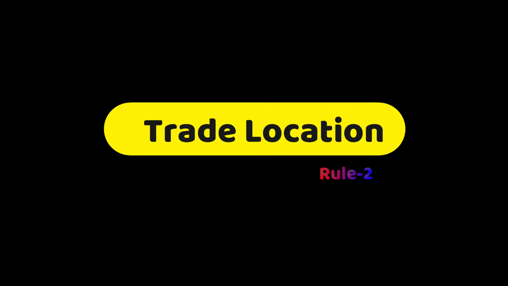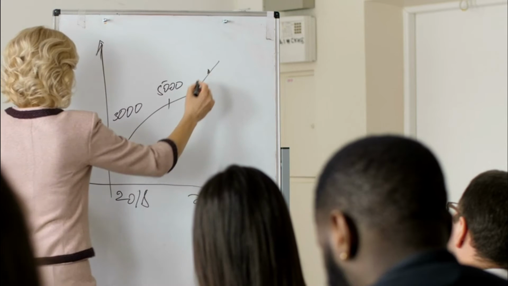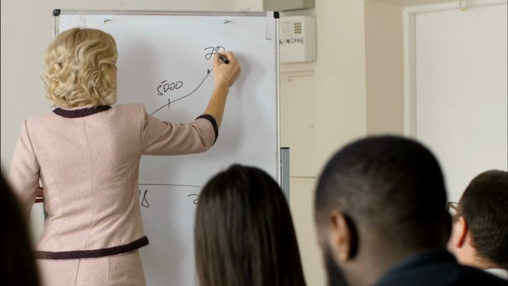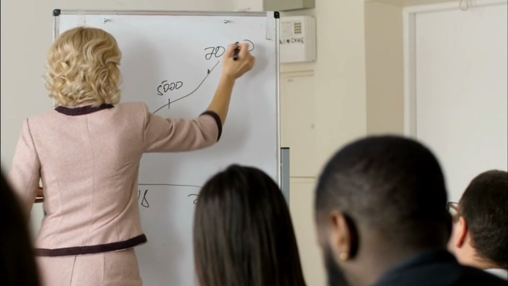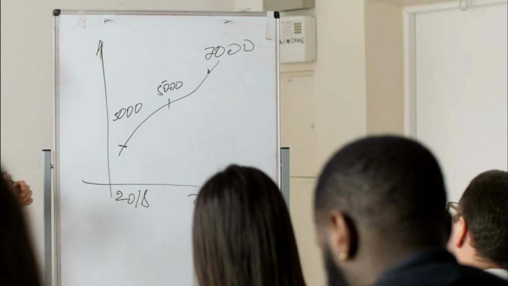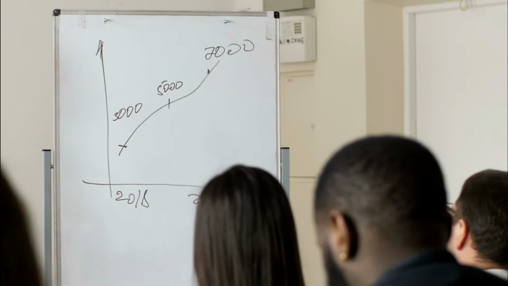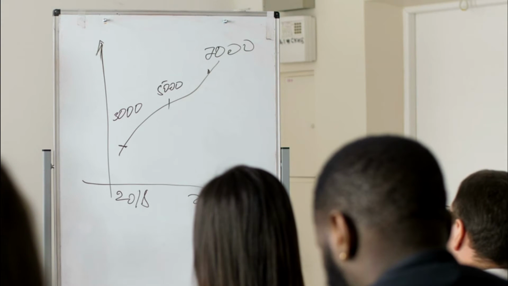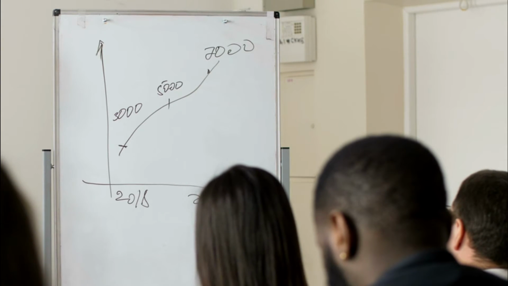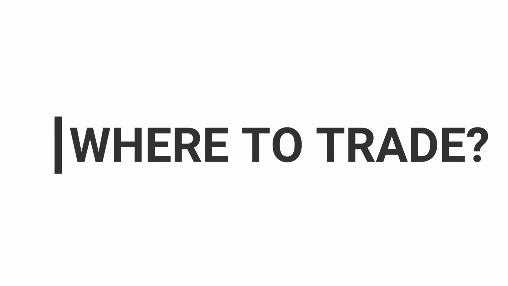Let's move on to rule number 2, which talks about the location. Be it real life or trading, there are 3 W's we should always understand: what, when and where. In this rule, we are going to understand when and where. The what part of it is explained in the next rule. For this rule, we'll understand where we are going to trade and when we are going to trade.